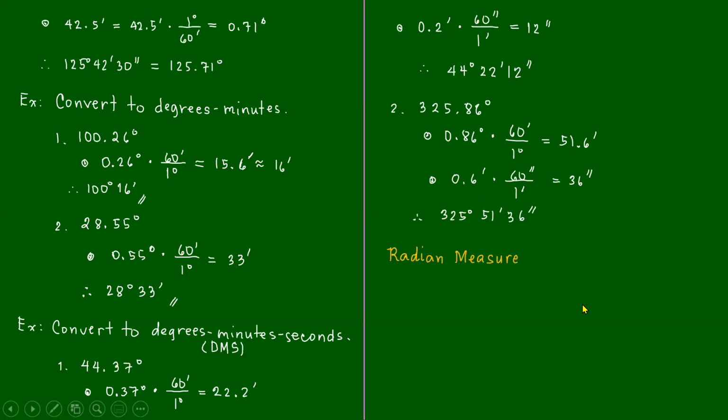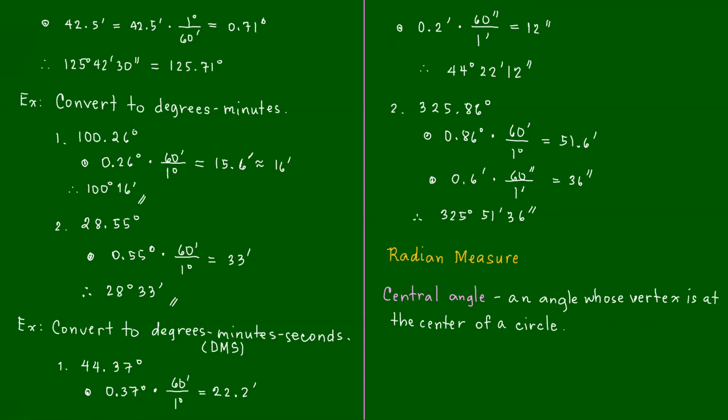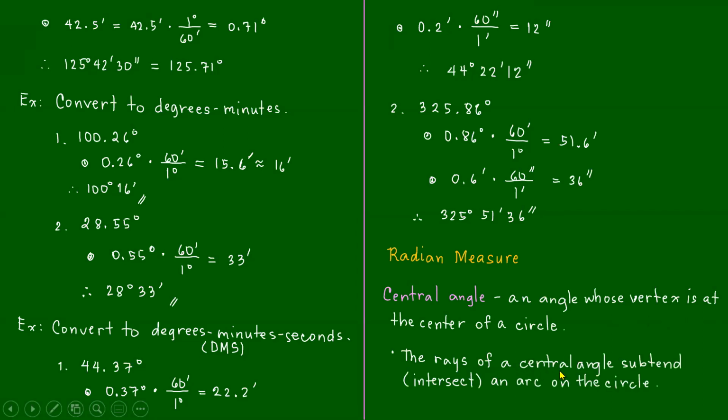Radian measure. So we're done with the degree measure. What about radian measure? How do we define radian measure? To define radian measure, we need the following term: central angle. A central angle is an angle whose vertex is at the center of a circle, and the sides are formed by radial lines or segments. The rays of a central angle subtend or intersect an arc on the circle. So let's illustrate.